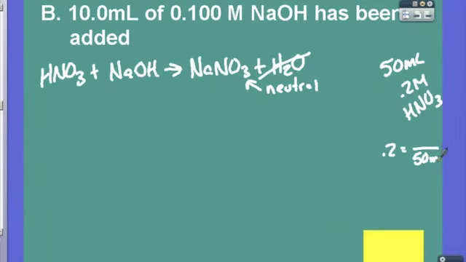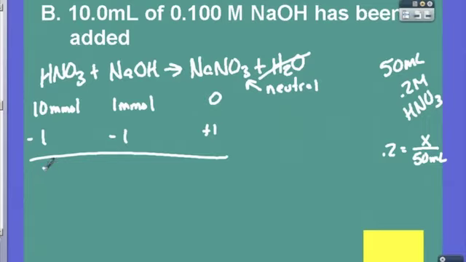Okay, first step was we need to figure out how many millimoles of each substance we're starting with, because we're going to need to do stoichiometry. So my 0.2 times 50 milliliters gives me 10 millimoles of nitric acid. And I have 1 millimole of sodium hydroxide by multiplying our 10 times 0.1. And we don't have any sodium nitrate. We're going to react them. So minus 1, plus 1. So we have 9 millimoles, 0, and 1 millimole. So you've got to look and see what you're left with.